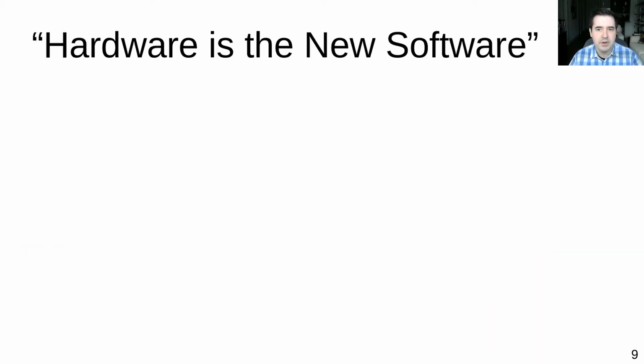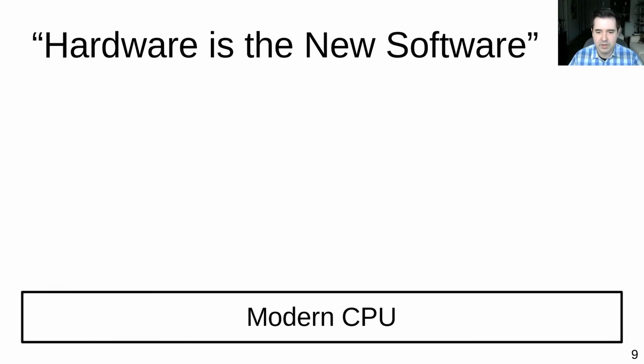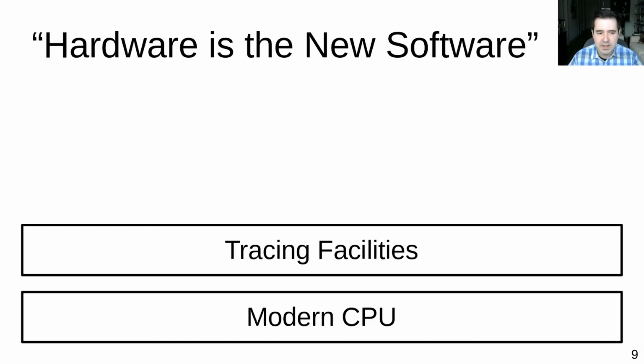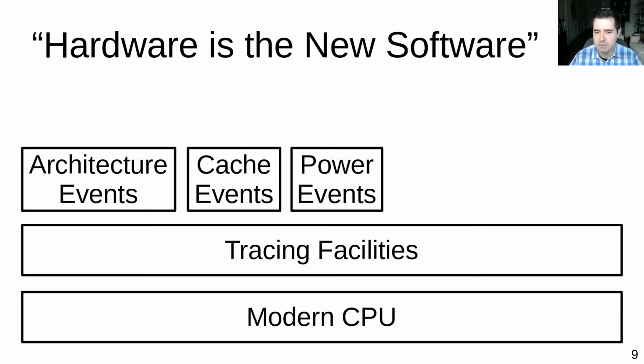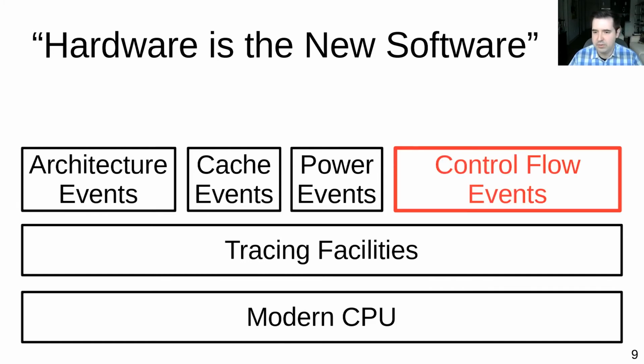Well, you may have heard over the past few years the saying that hardware is the new software, and this is certainly true in the case of commodity processors. For example, if we look at a modern CPU from companies like Intel and AMD, we see that these days they have fairly robust tracing facilities that can record very low-level details, such as architecture events, cache events, power events, and particularly interesting for this work, control flow events.